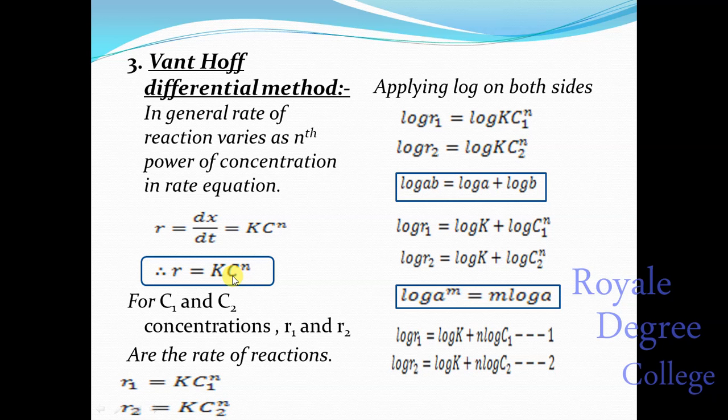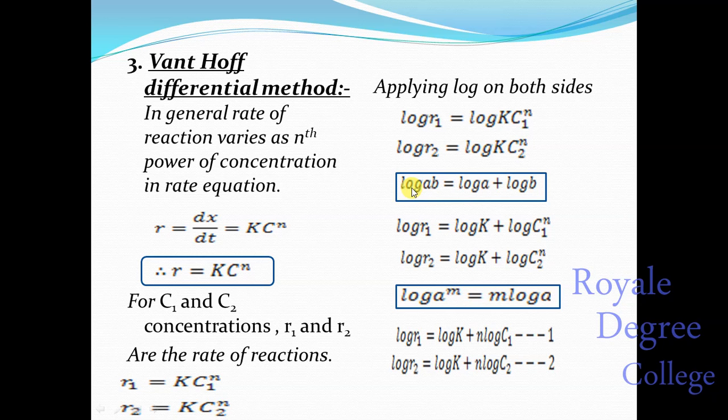For C1 and C2 concentrations, R1 and R2 are the rates. Means for C1 concentration the rate of the reaction is R1, for C2 concentration the rate of the reaction is R2. So R1 is equal to K C1 to the power n, and R2 is equal to K C2 to the power n. Applying log on both sides, we can write log R1 equal to log K C1 to the power n, then log R2 equal to log K C2 to the power n.